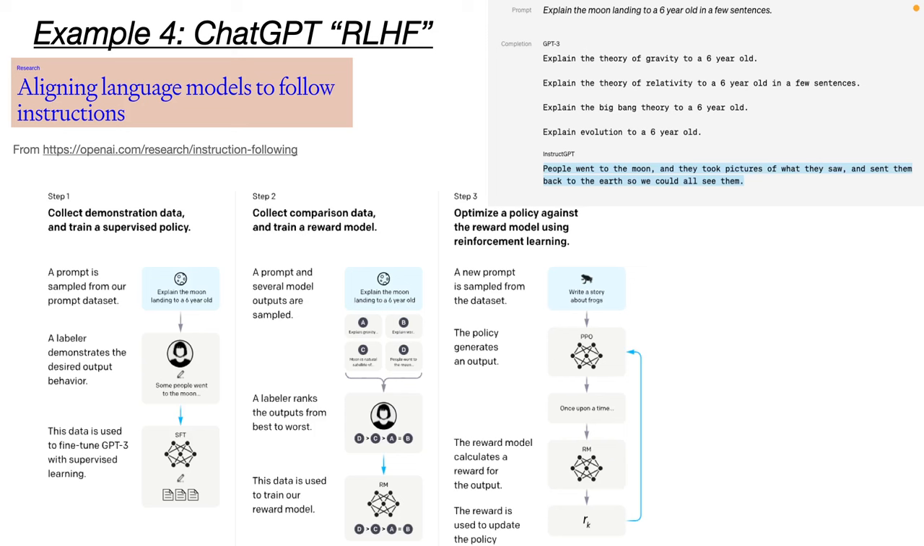And anytime it saw a sentence, like "explain the moon landing to a six-year-old," it's trying to figure out what comes next, right? And in this situation, if you say "explain the moon landing to a six-year-old in a few sentences," what does it output?